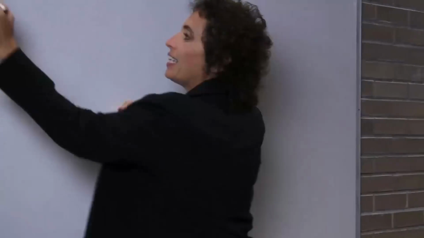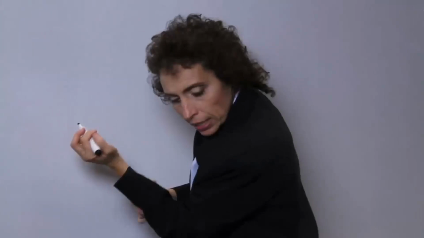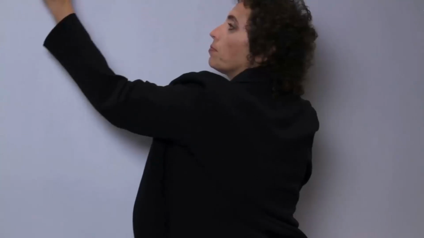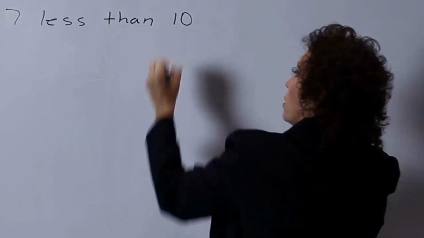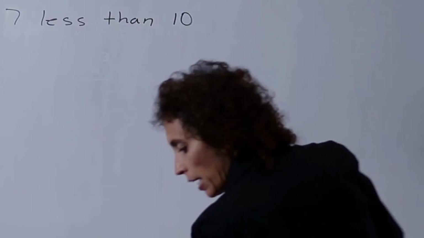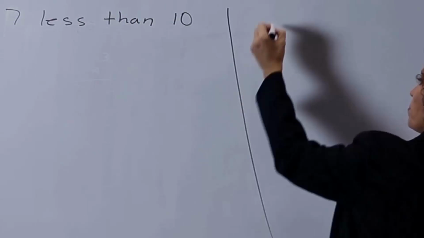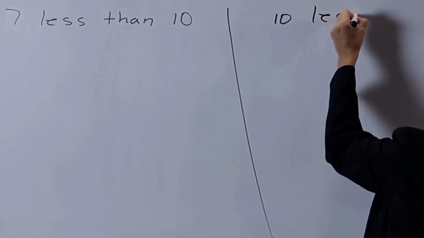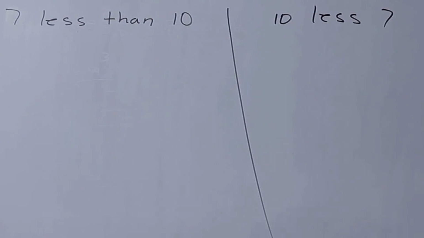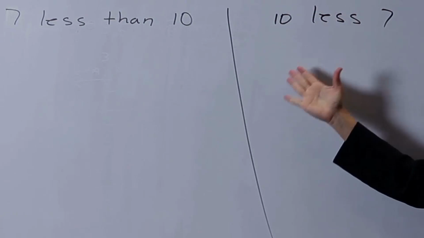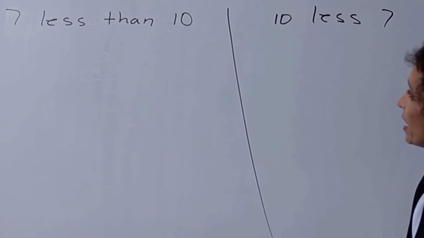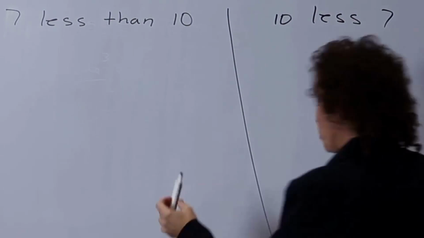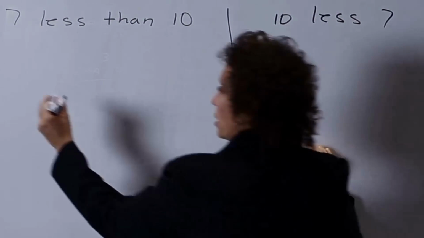Okay. This next one says 7 less than 10. Okay, and this next one after that says 10 less 7. They're not the same thing just by virtue of what they say. One has a "than" in it, one does not. So let's look at 7 less than 10. Let's see if it's different from this problem.